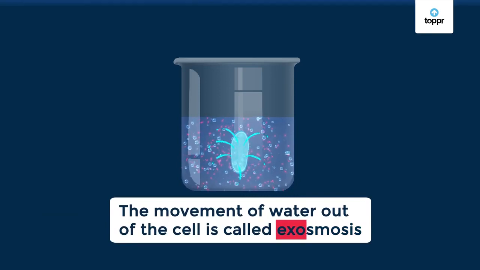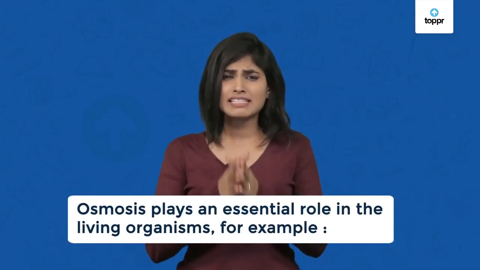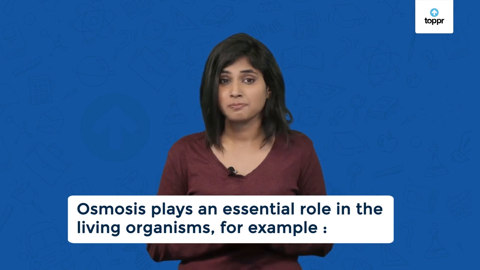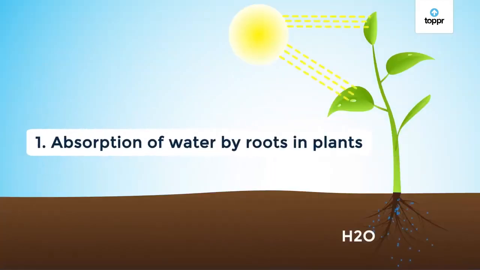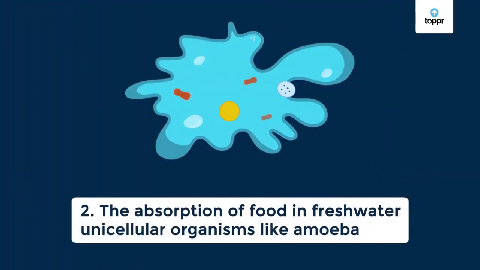Exo means exit. Osmosis plays an essential role in living organisms. For instance, the absorption of water in plants by roots and the absorption of food in freshwater unicellular organisms like the amoeba happens due to osmosis.